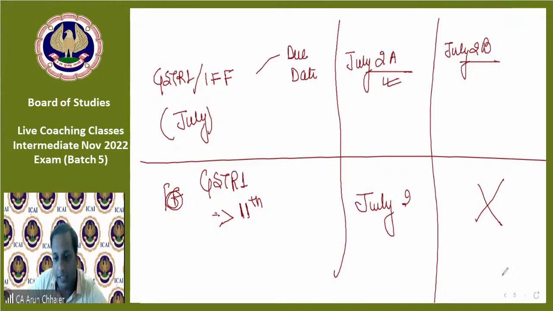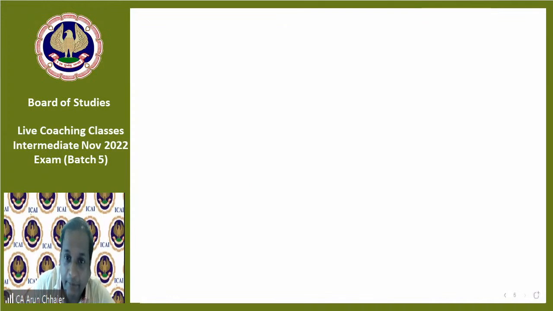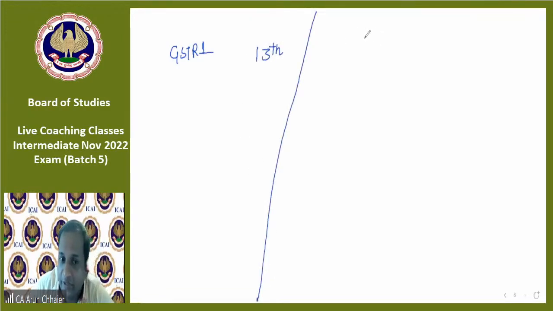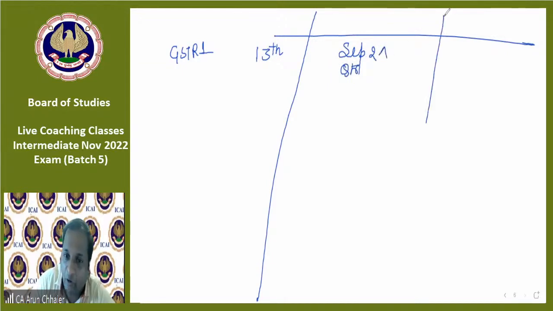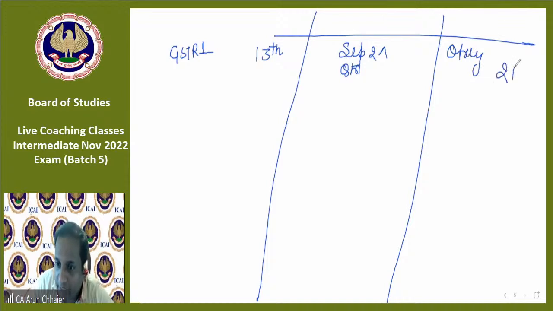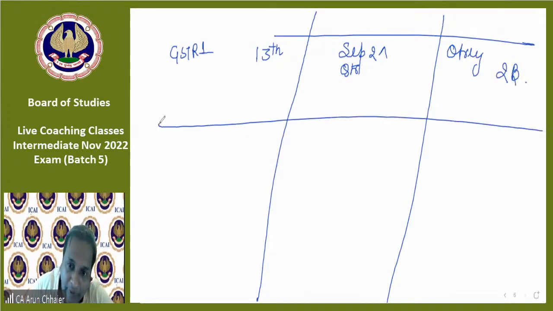Let's say I'm again talking about the same example, but this time I will take the due date of the quarterly also. GSTR1 for the quarterly, what is the due date? By 13th. If the supplier furnishes the information by 13th, it will be available in the September quarter 2A, and it will also appear in the quarterly 2B.